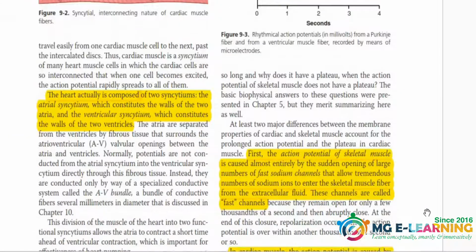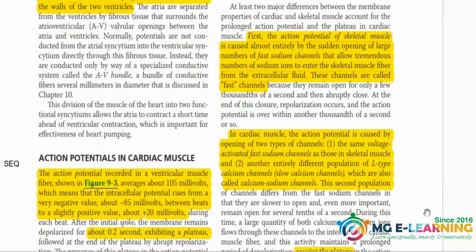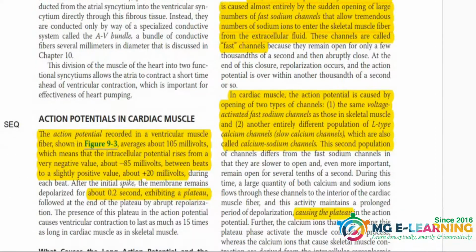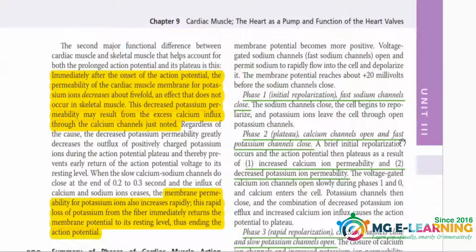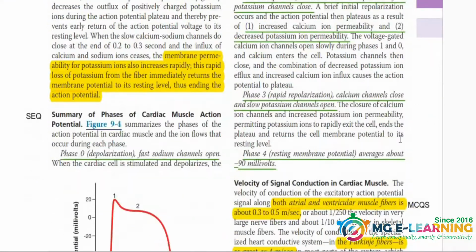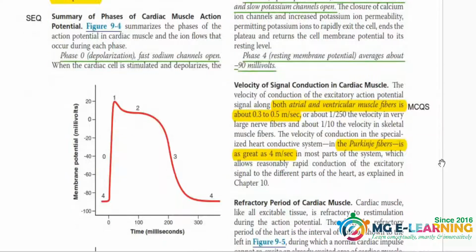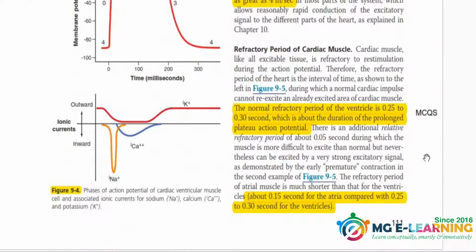On the next page, you have to know about the action potential in cardiac muscle. Its steps are all highlighted with yellow, which is important from the SAQ point of view. The summary of phases of action potential is also important for SAQ and MCQ. You have to know all its phases, phases 1, 2, 3, 4. And next, you have to know the velocity of conduction. It is important from the MCQ point of view.